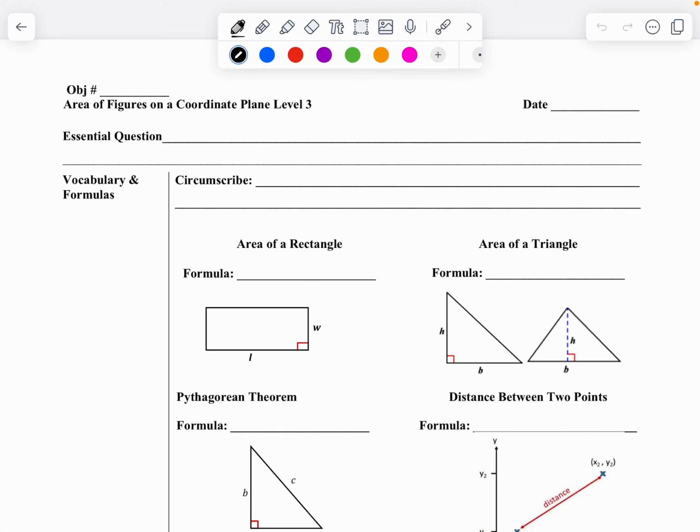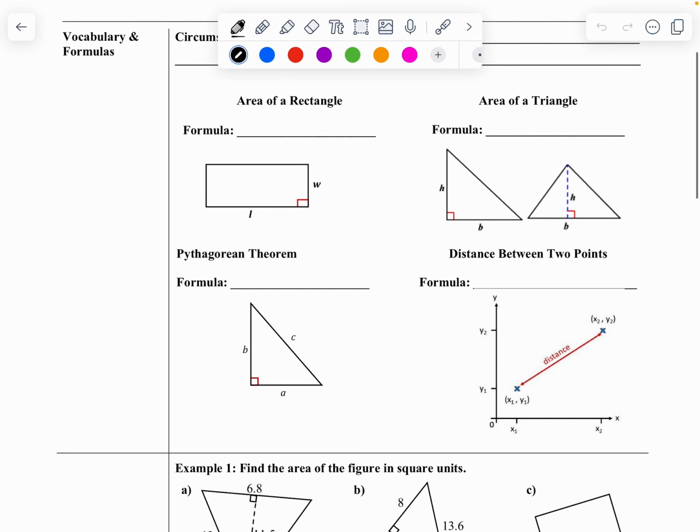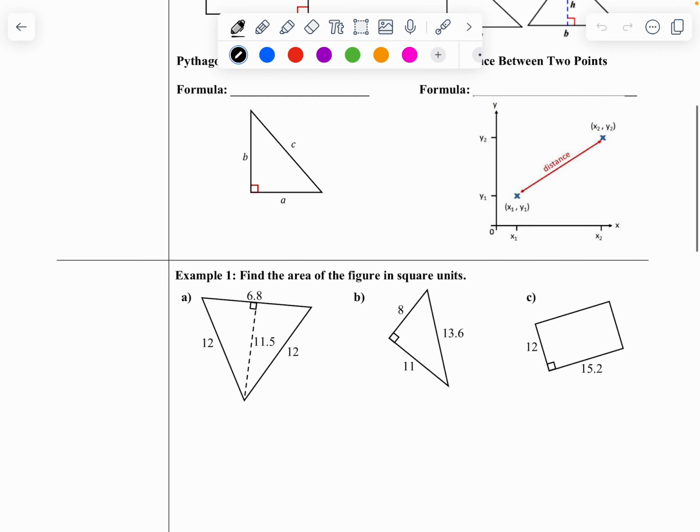These notes are for finding area on the coordinate plane. We're going to use the distance formula and the Pythagorean theorem to find area. This first section of notes is just the basic finding area of shapes, the area of a triangle, the area of a rectangle, using the Pythagorean theorem, and then of course the distance formula, and then how to do it for those three shapes.